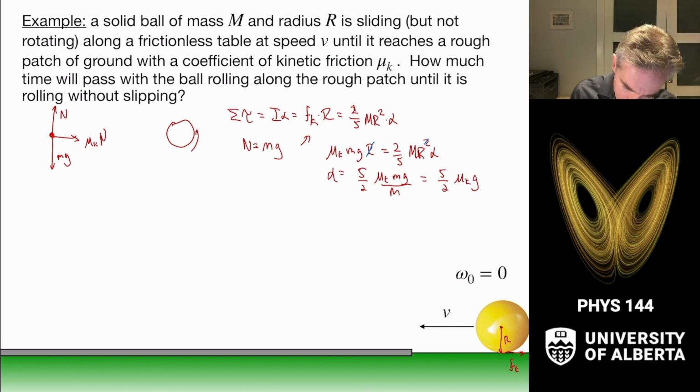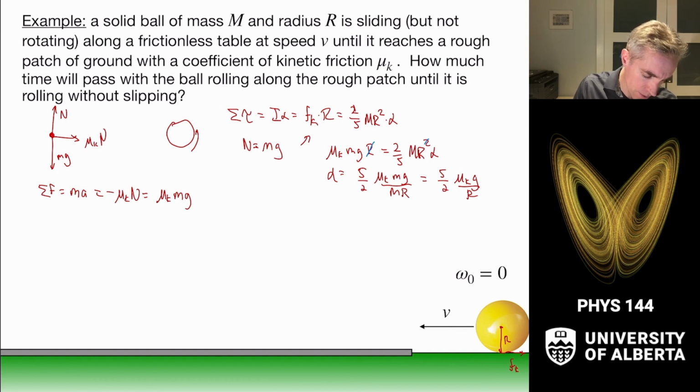And then the missing power of r that came along when I divided it. There we are, mu k g over r. Now we've got units that work out, so that's a proper angular acceleration. So next we need to consider a linear acceleration. We know that the sum of the forces is equal to ma, not I alpha yet. And so that is just going to be mu k times N, which is equal to mu k mg, and it's acting in the opposite direction of the acceleration, so it's just going to be negative.